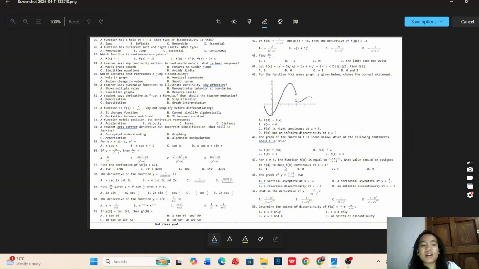Number 27. Which function is continuous everywhere? The correct answer for number 27 is letter A, that is f of x equals 1 all over x.